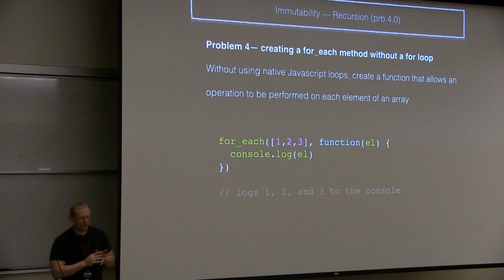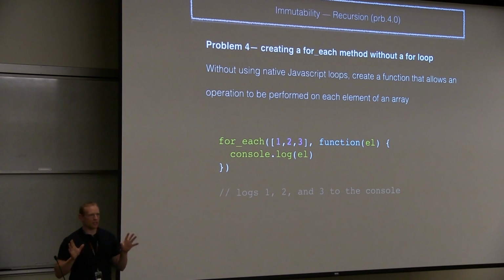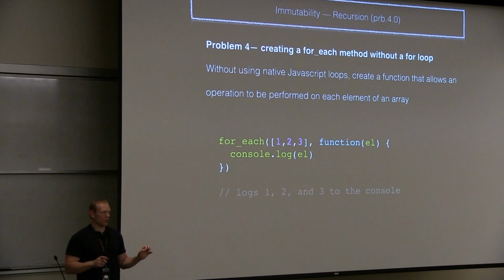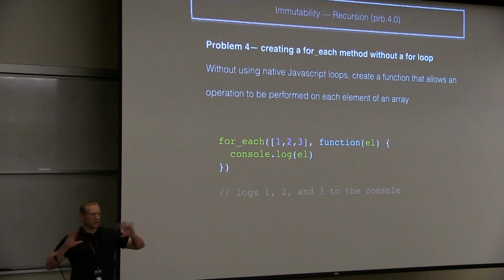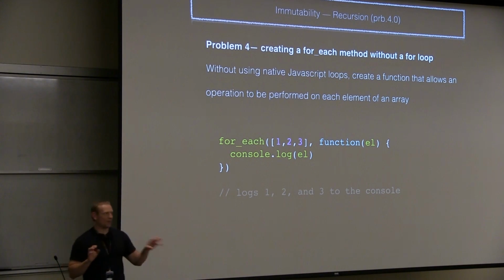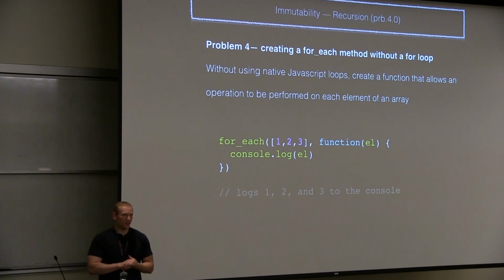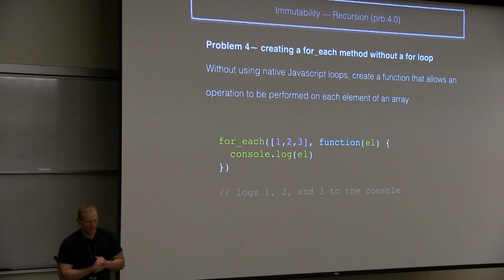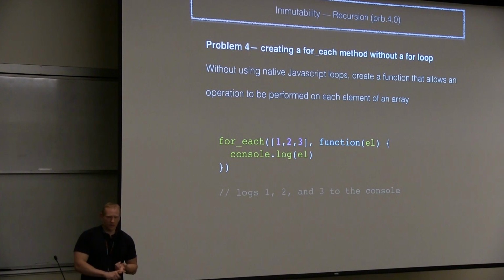Our fourth problem here is to create a for each method. We're going to create a simple loop using recursion. This probably sounds very hard and maybe unknown to most of you, but we're going to do it together, and it shouldn't actually be that bad. We're going to do it without using native JavaScript loops.